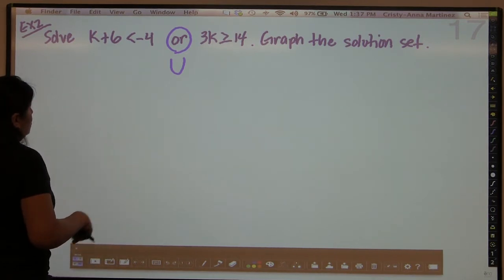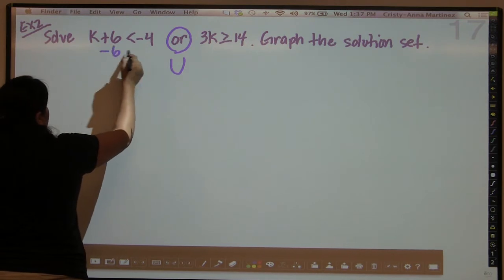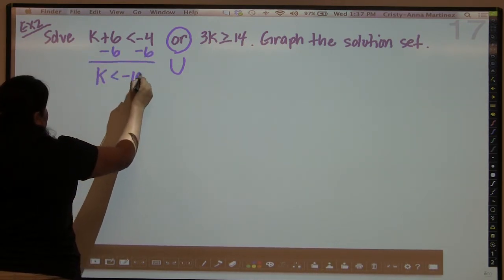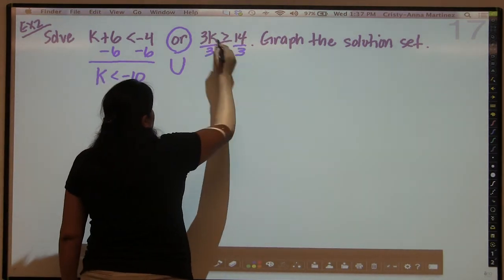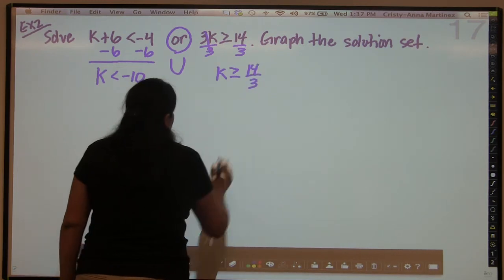But for right now, you already have two separate inequalities, so that's nice. And you can just solve them separately. So k is less than negative 10. And then over here, divide by 3. And k is greater than or equal to 14/3.